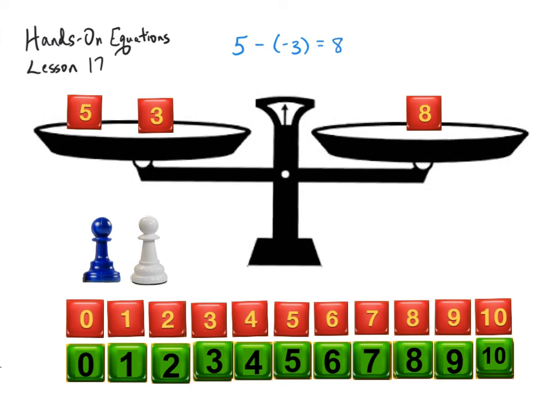So we can use the Hands-on Equations system to model basic addition and subtraction of integers, and integers are just whole numbers that can be positive or negative. And if we are modeling just regular addition of positive and negative numbers, we just have to remember that negatives and positives are opposites of each other, so that they will end up canceling each other out. And when we are subtracting integers, sometimes we may have to add a 0 pair so that we can complete the setup process.